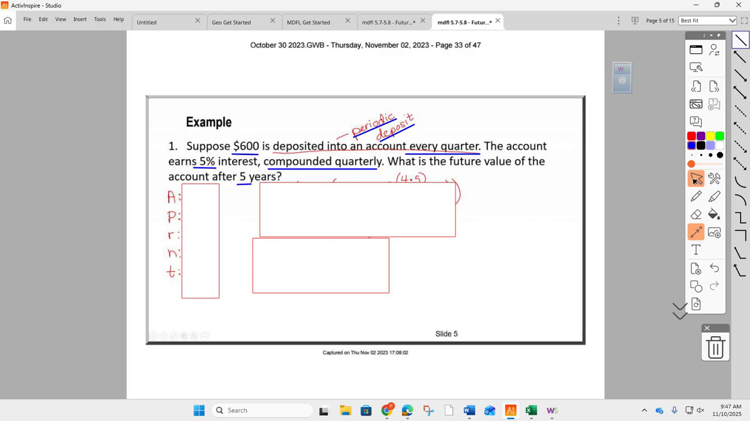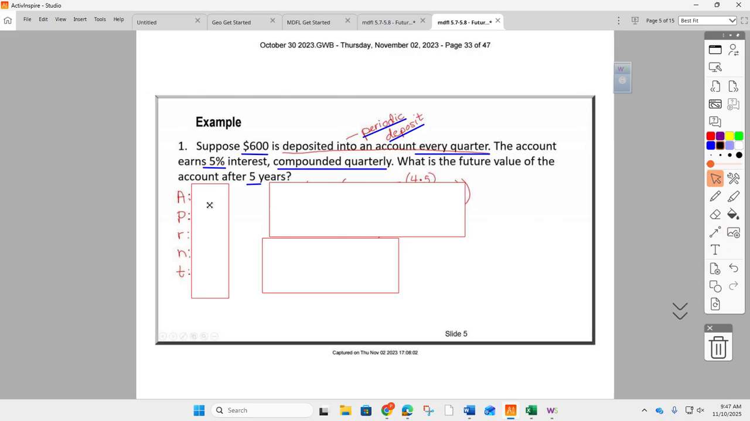So without even looking at the formula, what is the future value? That's going to be the ending balance. Not all of our answers are looking for the ending balance, but this one it would be. The P is going to be that periodic payment of $600 every quarter, so it's every 3 months, but we don't need to know 3 months for this. Our rate, don't forget, you divide that by 100, it would be 0.05. How many times is it compounded in a year? Quarterly. There are 4 quarters in a year.